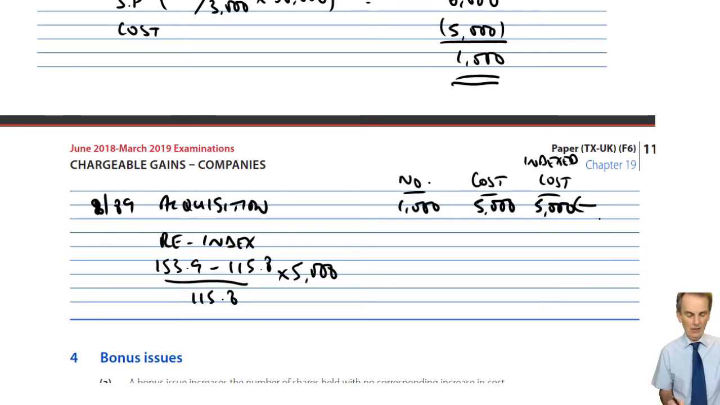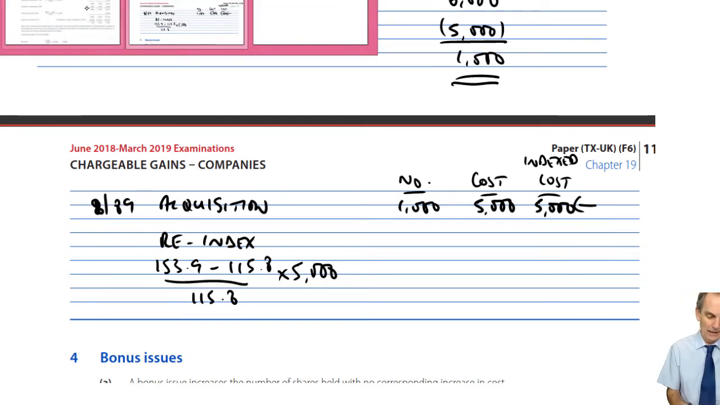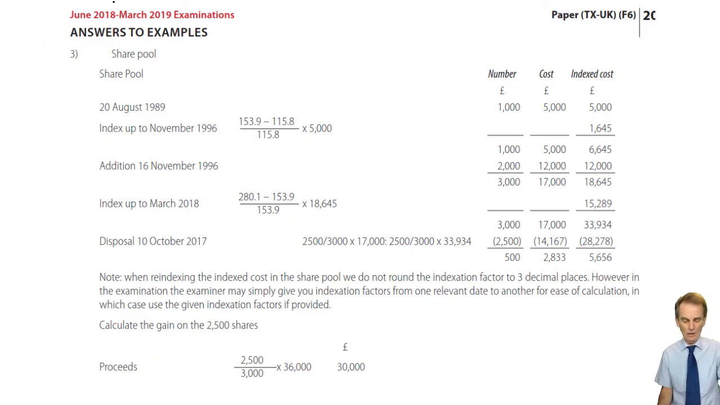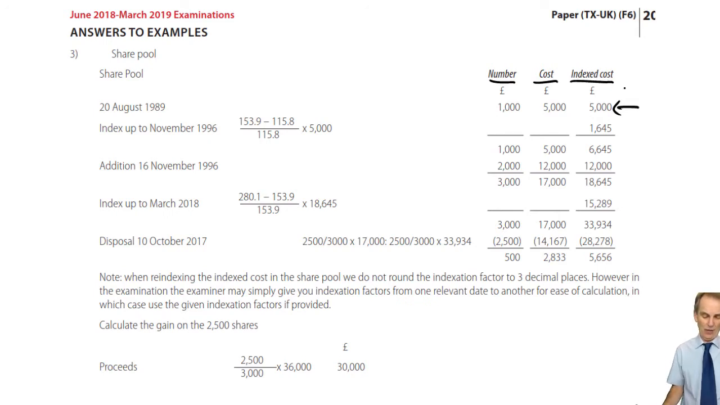Now, I can show you, therefore, on the answer guide, exactly what we have done here. So we've set up our share pool. We've put the information, as you have seen there, for the number of shares, cost of shares, index cost, the number of shares acquired. We've then done our indexation up to the date of the next operative event. That was a further acquisition. Before adding in that further acquisition, we do our re-indexation. There we go: RPI in November 96 minus August 89 over August 89 times 5,000.